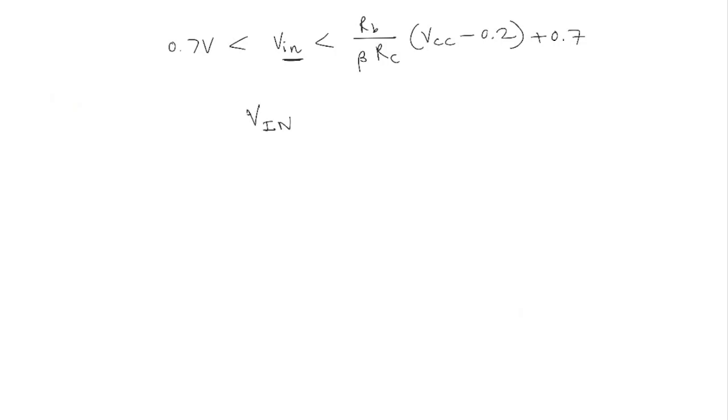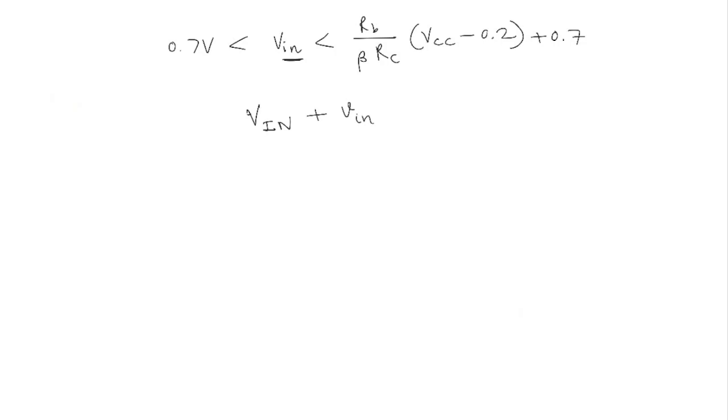Now we can combine both these conditions and what we get is something like this. V in should be greater than 0.7 volts, and V in should be less than RB divided by beta RC times VCC minus 0.2, plus 0.7. Now this V in, we said, was made up of two parts, right? V in DC plus V in AC.